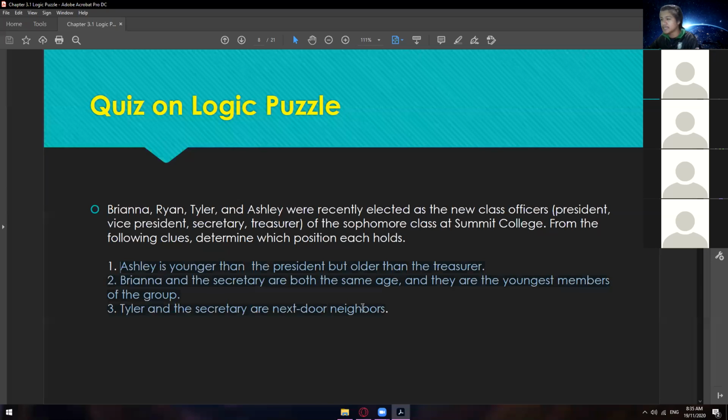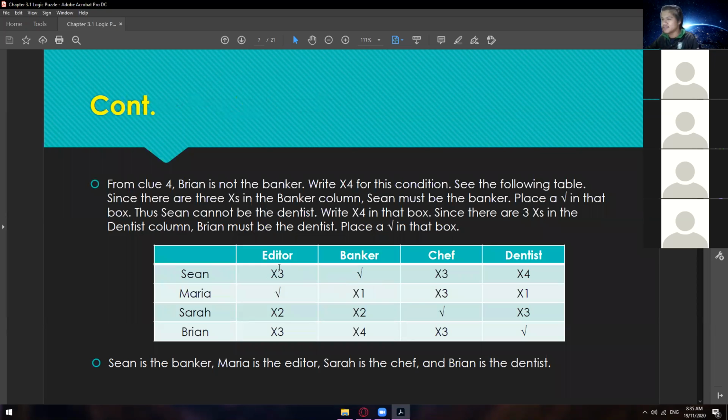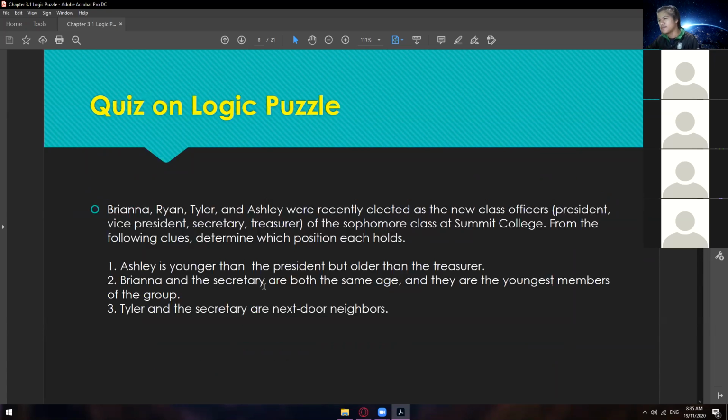So you only have 3 clues here. So from there, you must be able, okay, to figure out which is which or what is the position of this person, and so on and so forth, okay? So 3 clues only. So I will leave this one to you guys. So just check the canvas later on for you to be able to answer this one. Okay? Bale, same lang din naman. You can use like this same method para ma-figure out mo kung ano ba yung position ni Ashley, Brianna, and so on and so forth. Okay?